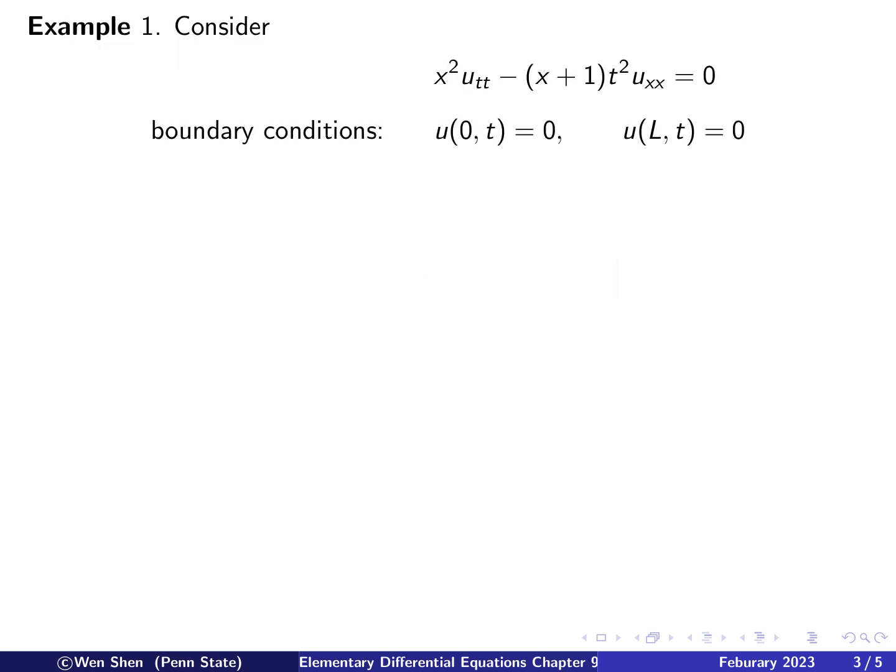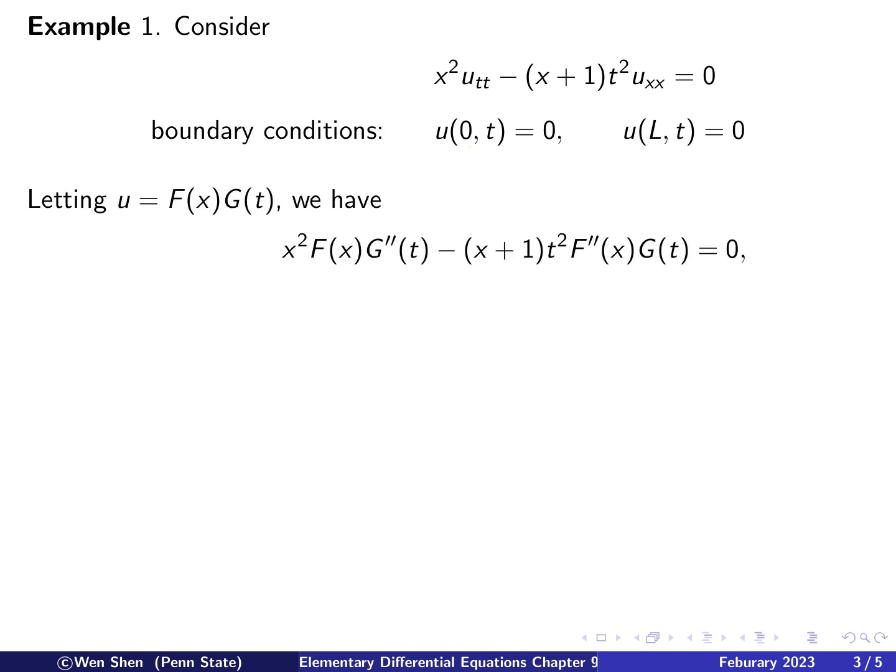Okay, so our first example, the following equation. Here's the equation: second derivative in t, second derivative in x, with some functions of the independent variable here, and equals 0. And the boundary conditions are fixed: u at 0 and at L are 0. Let's carry out the procedure and try to separate the variables. So we seek solution u in this specific form. It's a product of f of x times g of t.